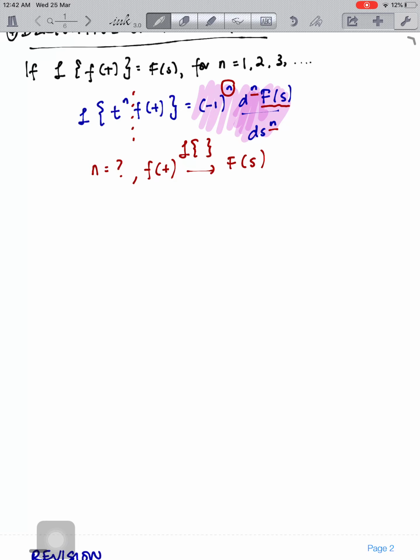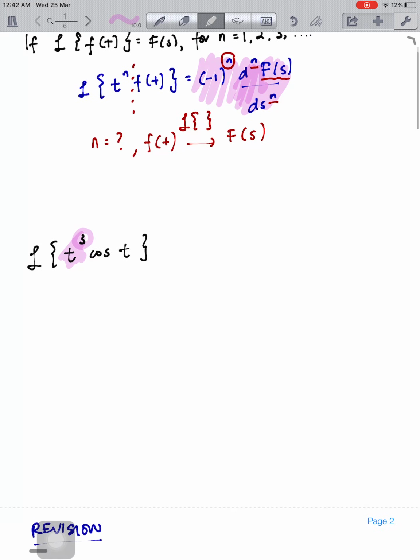For example, if I were to have the Laplace of t to the power of 3 cos of t, yes, this is going to be the derivative of the transform because I have t to the power of 3. And of course, because of t to the power of 3 right here, I have to differentiate 3 times. That is going to be quite a calculation, having to differentiate that 3 times.